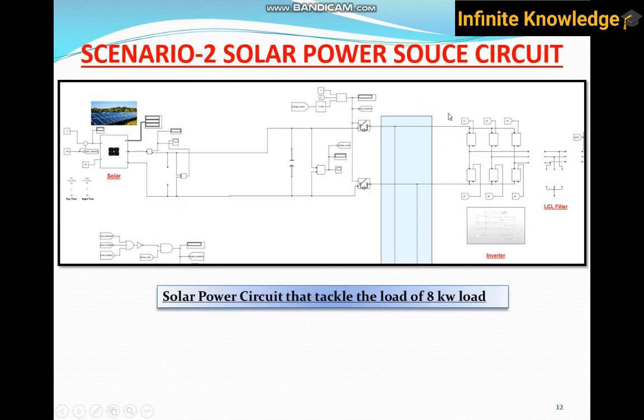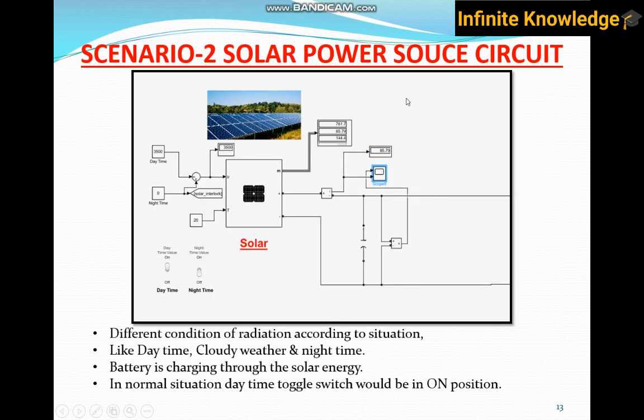The solar power circuit. So solar will tackle the 8 kilowatt load. So now only solar is there, and it will take the total load. So how can you create this scenario? Yes, there is some logic. The daytime has different conditions of radiation. So you need to switch on the circuit and switch off the circuit, because it's not night time, it is daytime.